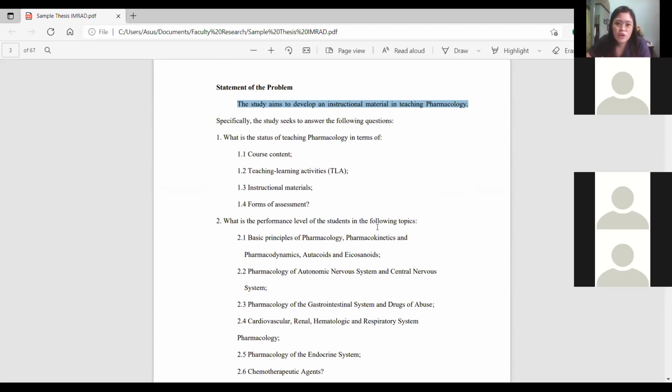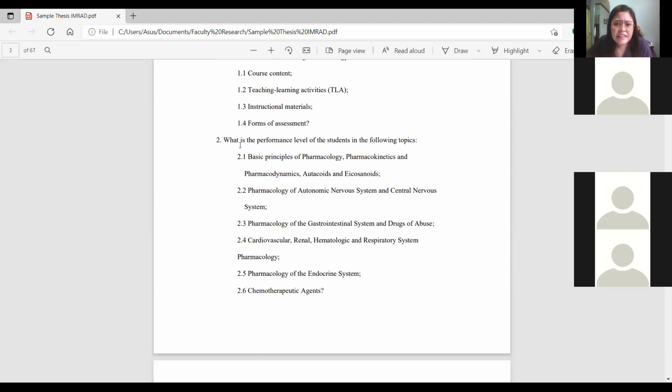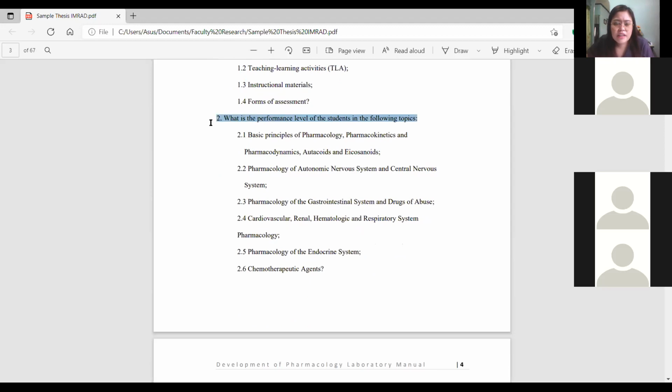So nagdiretso na ko sa mga questions like, kung tanawin ninyo class, most of my questions started with what? What? Kasi what can be answered using descriptive statistics. So just like this one, what is the status of teaching pharmacology in terms of course content, PLA, instructional materials, forms of assessment. Kasi when I know the status of teaching pharmacology, it would help me to develop the instructional material. And then I also have a question like this one, what is the performance level of the students sa following topics ni siya sa pharmacology?